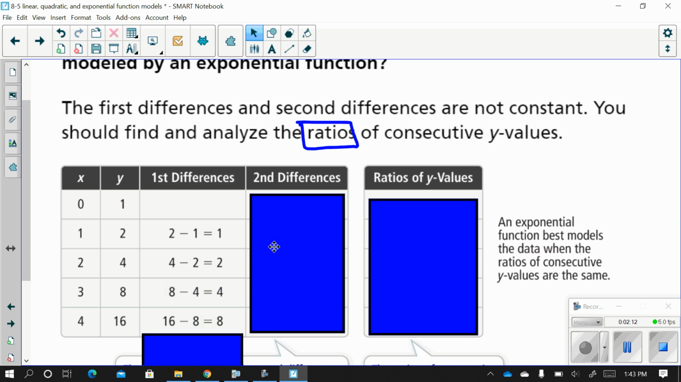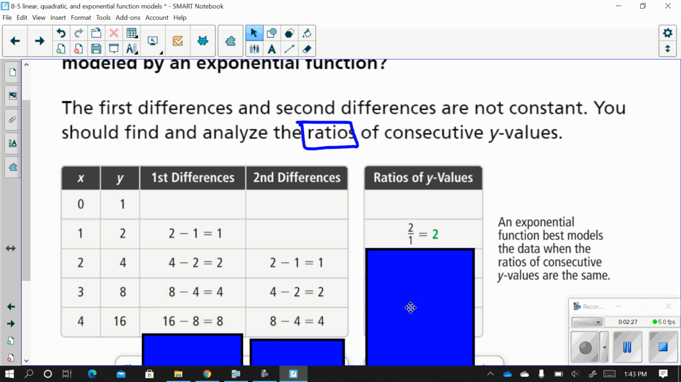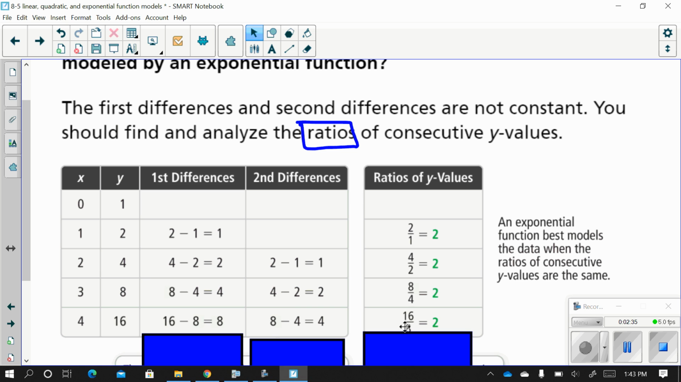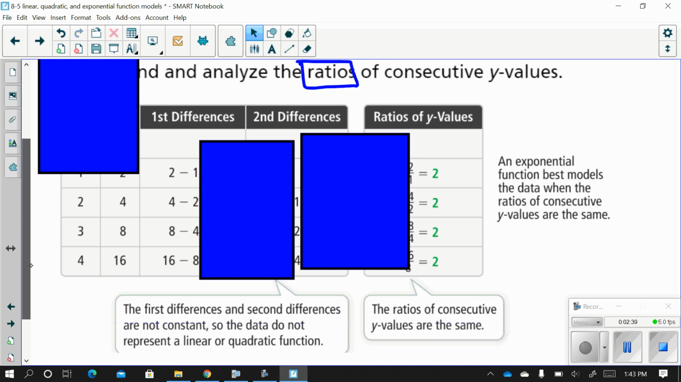Let's check the second differences. 1 to 2, we add 1. 2 to 4, we add 2. 4 to 8, we add 4. Still not the same. Now we're going to check the common ratio. We take the second term divided by the first term. 2 divided by 1 is 2. 4 divided by 2, also 2. 8 divided by 4, also 2. And 16 divided by 8 is 2. Therefore, this is best modeled by an exponential function.